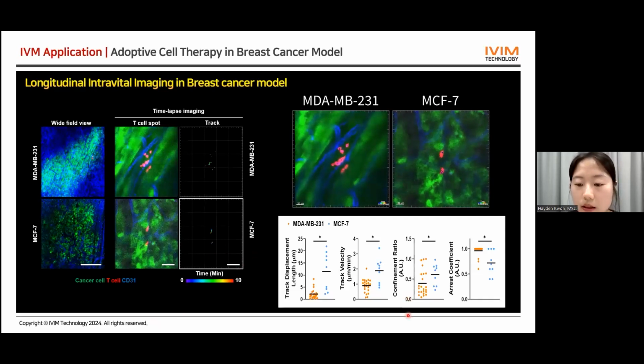Therefore, tracking the activity of tumor cells and the tumor-infiltrating lymphocytes using in vivo microscopy can be a novel approach to understanding the correlations between immune responses and tumors in living animals.